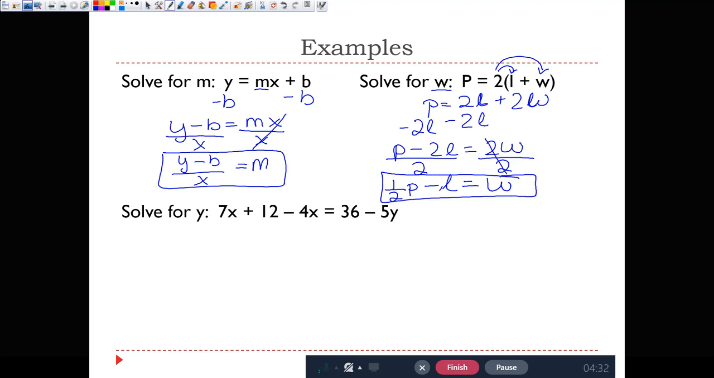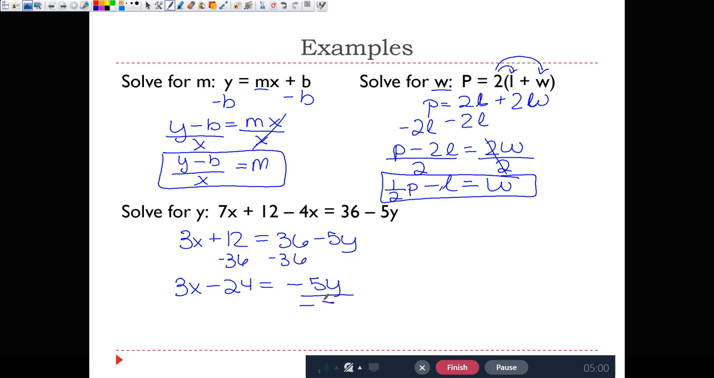Okay, in this equation we need to combine our like terms. So I have 7x minus 4 is going to equal 3x plus 12 equals 36 minus 5y. We are solving for y, so I need to subtract 36 from both sides. So I'm going to have 3x minus 24 equals negative 5y.